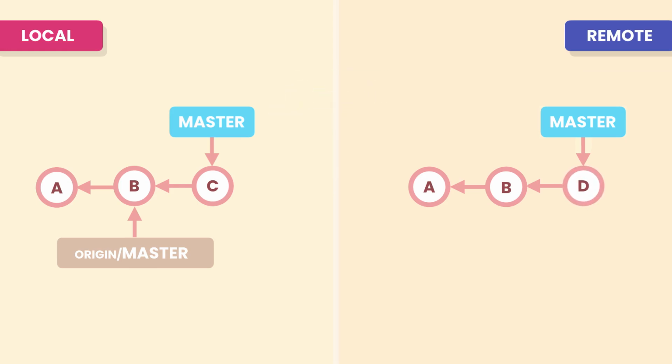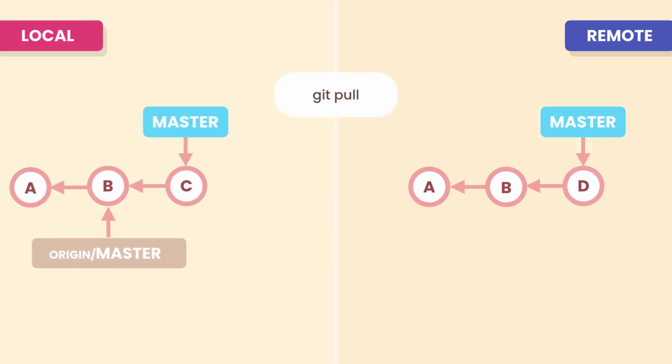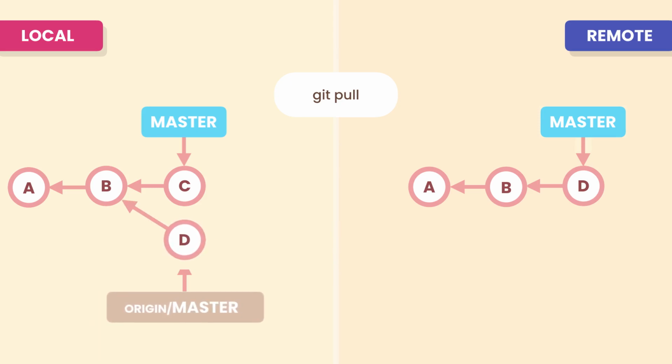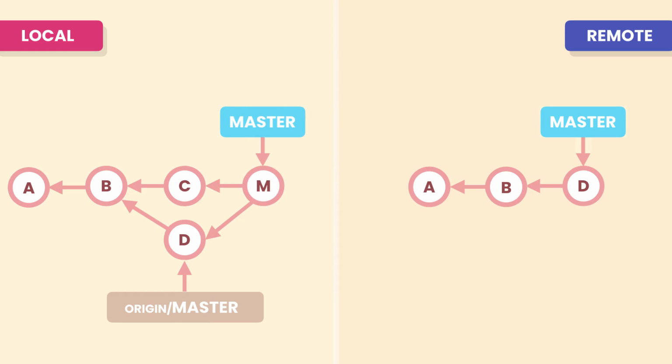So what can we do here? Well, we have to do a pull to bring other people's work into our local repository. Then we have to do a merge or a rebase. If there are any conflicts, we have to resolve them, and then we can do a push.